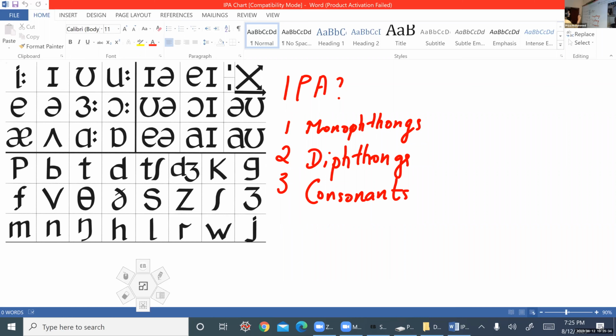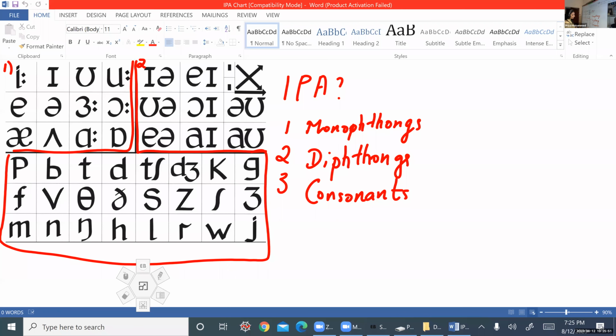Okay, so the one here is the monophthong. This section is diphthong. And the last section with 24 symbols is called consonants. Here you can see 8 symbols. You will not include this part in diphthong because we call them stress symbols. These are the stress symbols which we use for tone changes. Here it is 12. 12 plus 8 plus 24, we have 44 symbols.